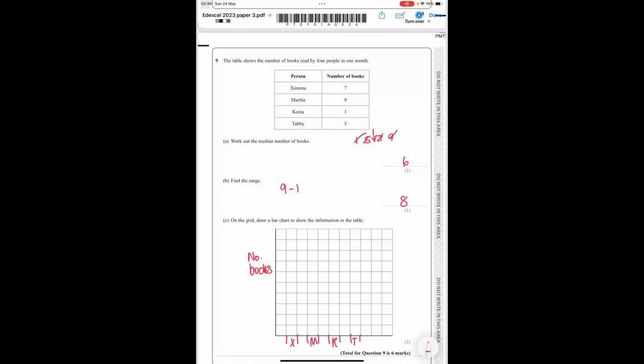X is 7, so let's put these numbers in. So that's going to be 0, 1, 2, 3, 4, 5, 6, 7, 8, 9, 10. She goes up to 7. Now you would use a ruler for yours. Martha goes up to 9. Kezia goes up to 1. And Tabby goes up to 5.